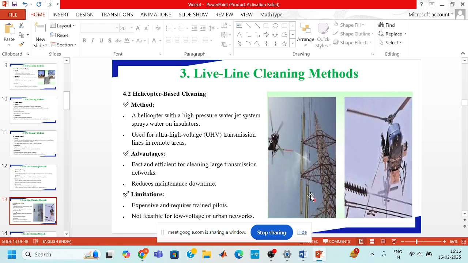Now, the second is helicopter based cleaning, in which a helicopter with a high pressure water jet system sprays water on insulators, and it is used for ultra high voltage lines in remote areas, as you can see in the figure. The advantage of this method is that it is very fast and efficient for cleaning large transmission networks, and it reduces maintenance downtime. But it is very expensive, requires trained pilots, and is not suitable for low voltage or urban networks.